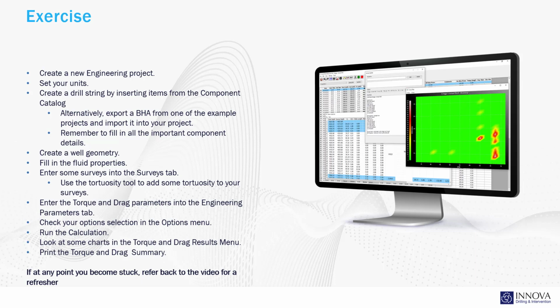Enter your torque and drag parameters into the Engineering Parameters tab. Set up your options in the Options menu and then run the calculation. Take a look at some of the charts in the Torque and Drag Results menu and then print off the torque and drag summary. If you become stuck at any point, refer back to the video for a refresher.